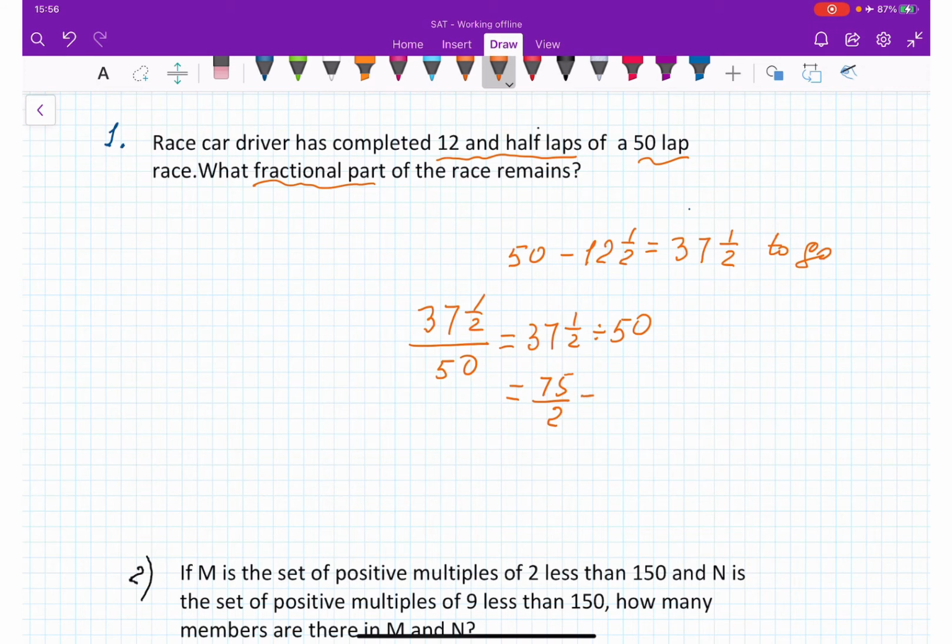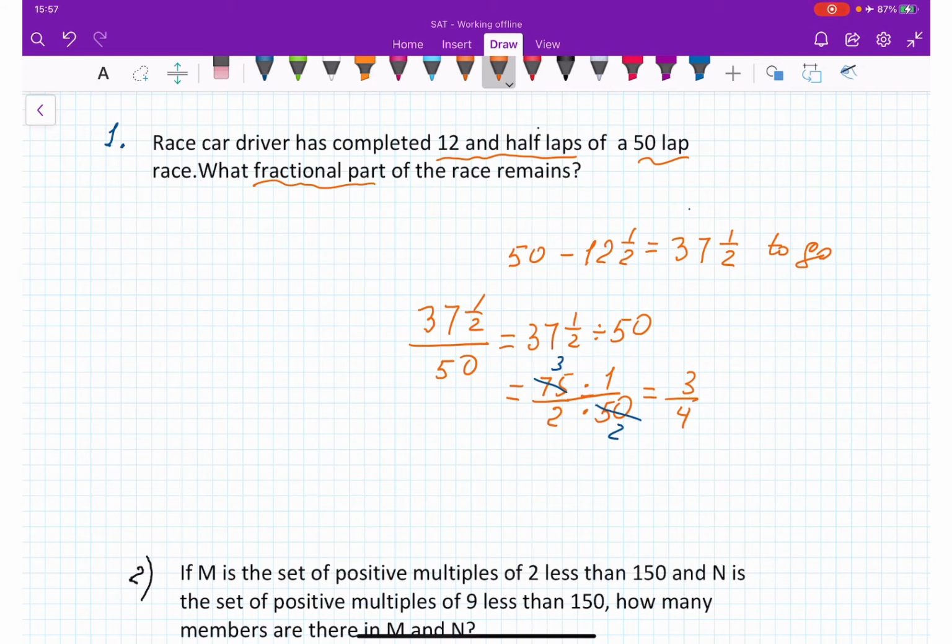Okay, and dividing by 50 means we flip this 50 and multiply by 1 over 50, right? So 75 and 50, we can divide both of them by 25. Here will be left 3, here will be left 2. And the result is going to be 3/4, or 75%, still have to go.